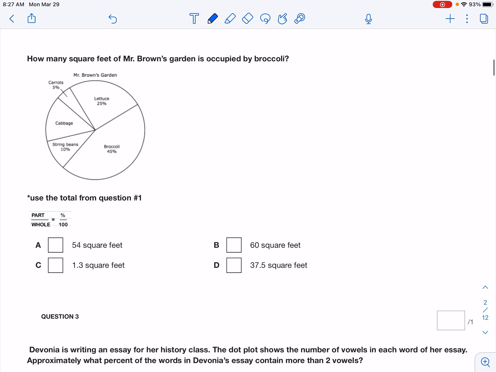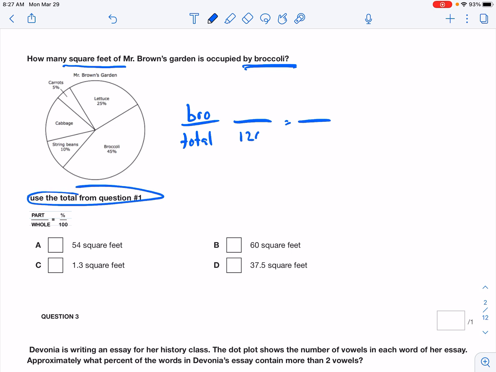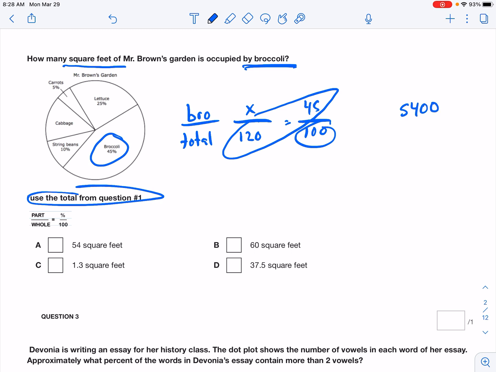So question 2 wants to find out how many square feet is broccoli. So we want to find out broccoli out of the total. We know from the previous question that the total feet is 120. Broccoli makes up 45%, so 45 out of 100, and to find out the feet, we have to put our X for broccoli. So here we're going to cross multiply. 120 times 45 is 5,400, and when we divide by 100, it gets 54 feet for broccoli.